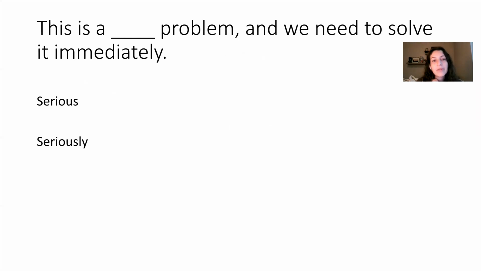All right, here's another example. This is a blank problem, and we need to solve it immediately. All right, let's try reading it with both versions. This is a serious problem, and this is a seriously problem. So as we talked about just before, the ly at the end signifies that's an adverb. So if the word serious or seriously is describing problem, is problem a noun or a verb? This is a serious problem versus this is a seriously problem. Since problem is a noun, we're going to choose the adjective, which is just serious.